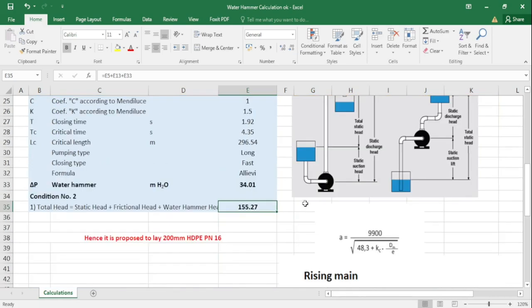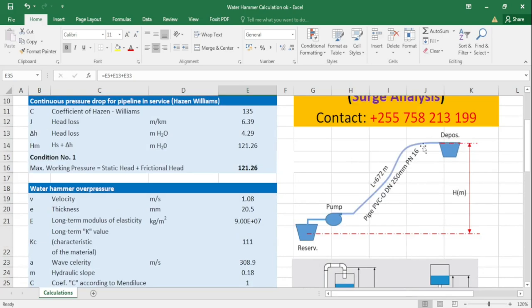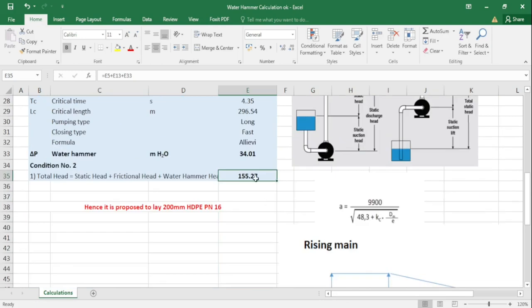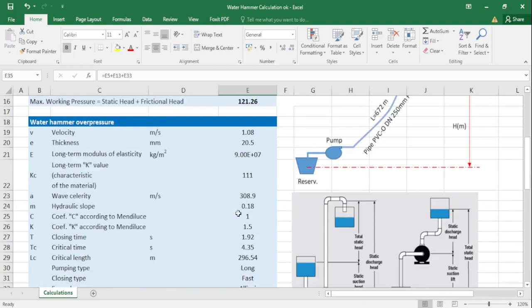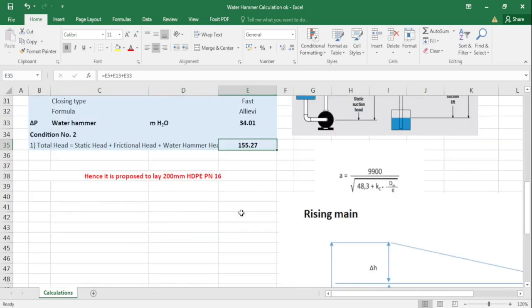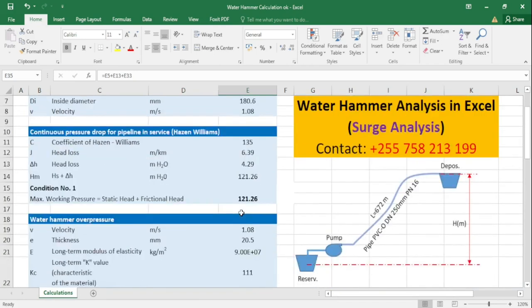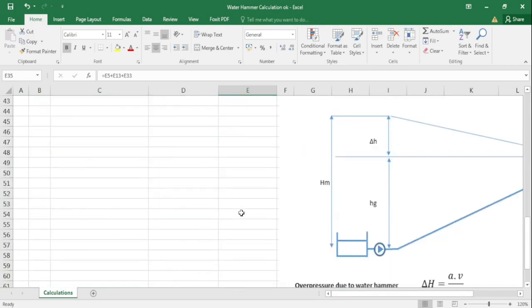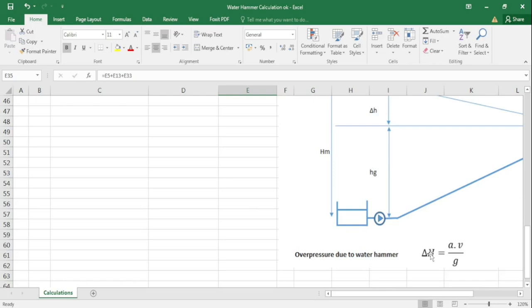So from this analysis, we can conclude that for the pipe to sustain the water hammer along this rising main, the pipe should be PN16. Now we can conclude that it is required to lay a 200 millimeter HDPE PN16 from this data after analysis. I hope you understand this water hammer analysis computation, how we compute water hammer using Excel. I hope you understood this. And this is the equation for computing the water hammer.